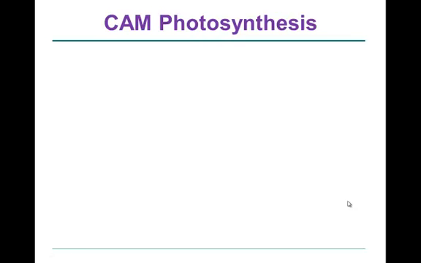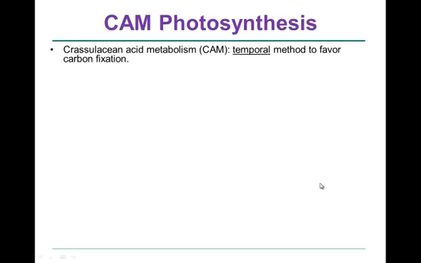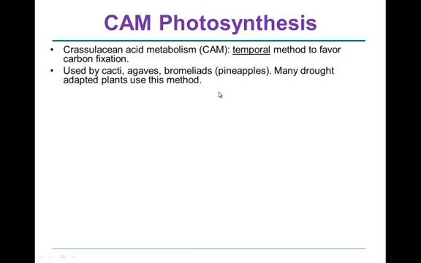We can compare that spatial method now to the temporal method of CAM photosynthesis. CAM, by the way, is really this alphabet soup name. It stands for crassulacean acid metabolism. And I'll show you a picture of the plants in the family Crassulaceae, which is what this is named for. It's where this process was discovered. And as I said, this is a temporal method to favor carbon fixation over photorespiration. And remember, carbon fixation is photosynthesis in the dark reactions.